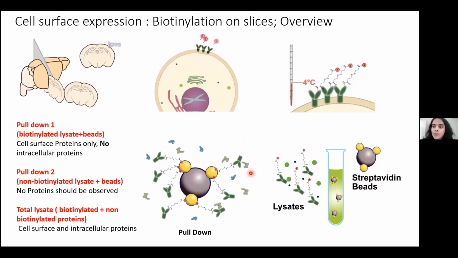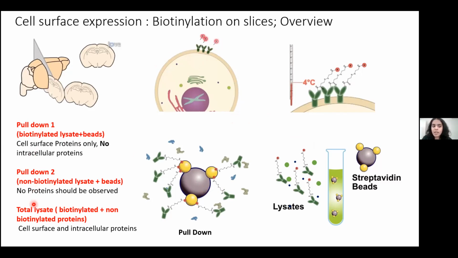So in this, what you do is you take sections of the brain, and then you incubate those sections with biotin at a low temperature. So what happens is at a low temperature, biotin only binds to all proteins at the cell surface, not intracellular proteins. It doesn't go inside the cell. So then you lyse the tissue and release all the proteins, some that are biotinylated at the cell surface and the intracellular proteins. You incubate this lysate with streptavidin beads that bind to biotin. So when the beads pull down proteins, they only pull down biotinylated cell surface proteins.